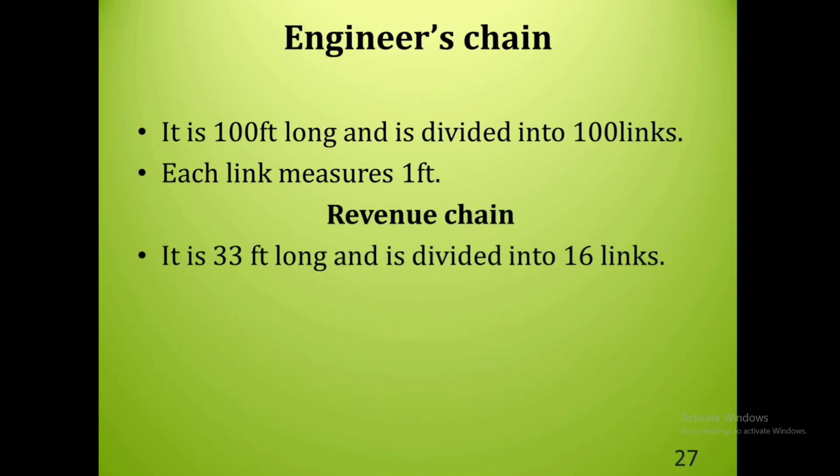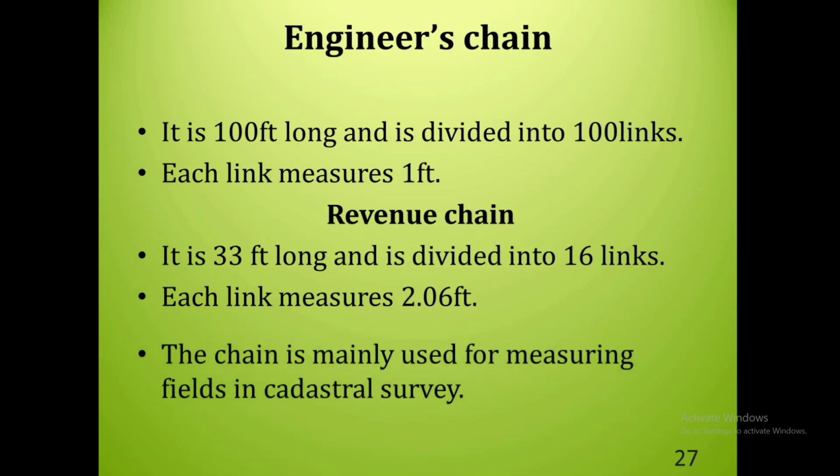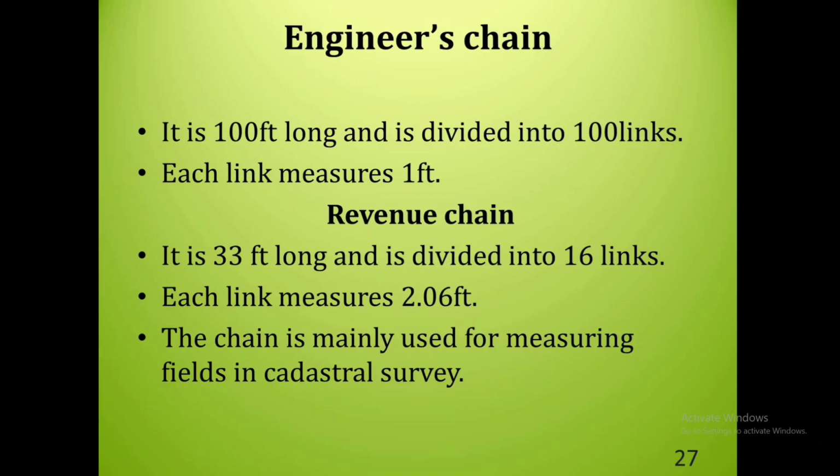The fourth one is the revenue chain. This is a different one because it is made out of 16 links, and it is 33 feet long. Each link measures 2.06 feet. This chain is mainly used for measuring fields in cadastral survey.